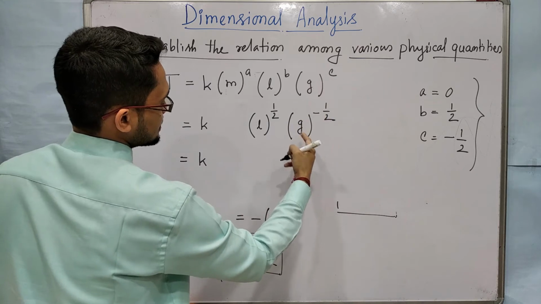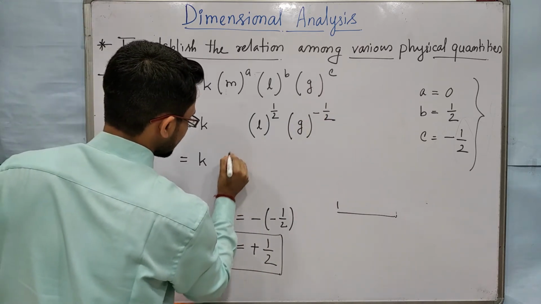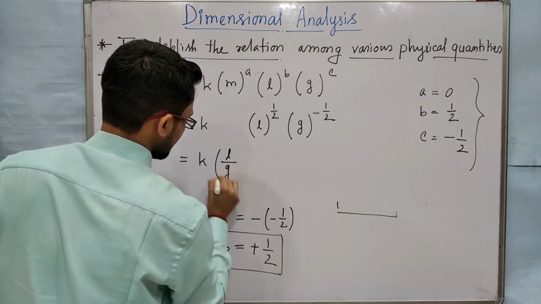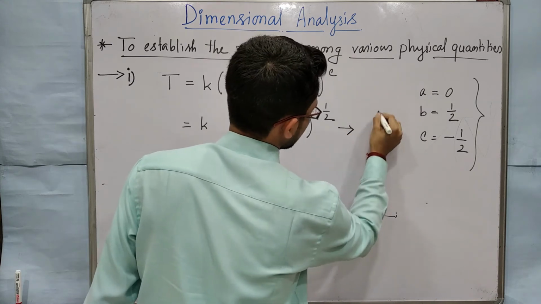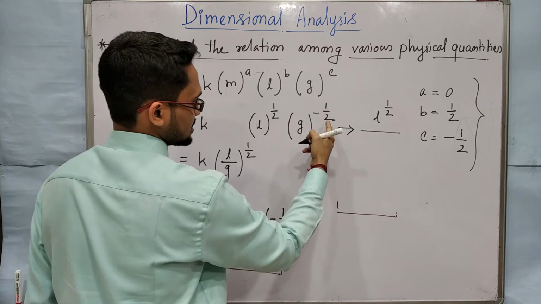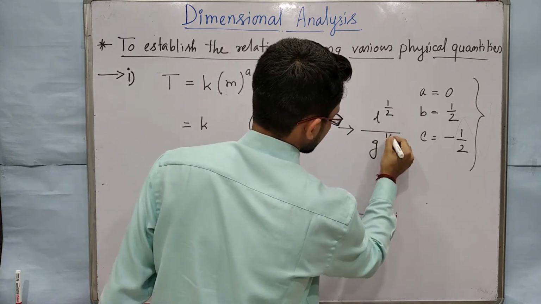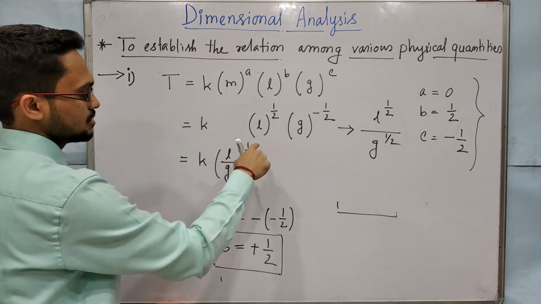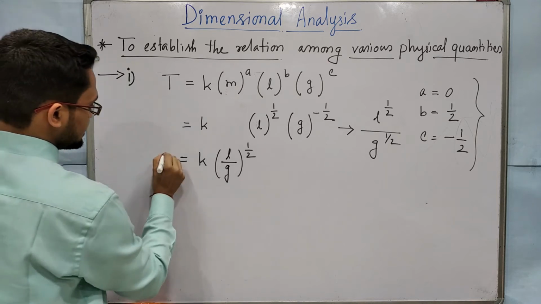So we can take G in the denominator part. We can write it like this: L by G whole to the power half. Because L to the power half is already in the numerator, and G to the power minus half, if we take it in the denominator, the power will be plus. So L by G whole to the power half. Understand? So it is T.